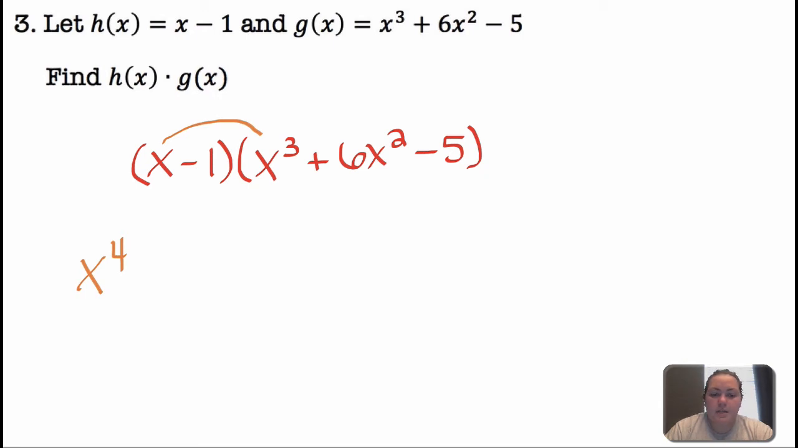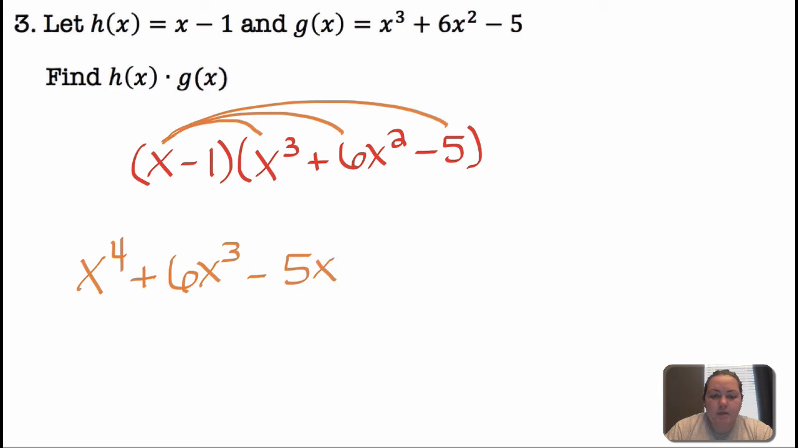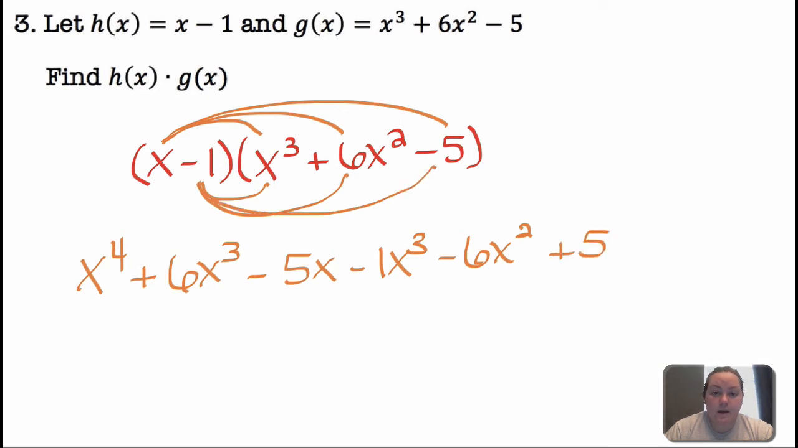So x times x to the third gives me x to the fourth. X times 6x squared gives me 6x to the third. And x times a negative 5 gives me a negative 5x. Then I'm going to distribute negative 1 to everything in the second set. So negative 1 times x to the third gives me a negative 1x to the third. Negative 1 times 6x squared gives me a negative 6x squared. And negative 1 times negative 5 gives me positive 5. And then combine like terms.